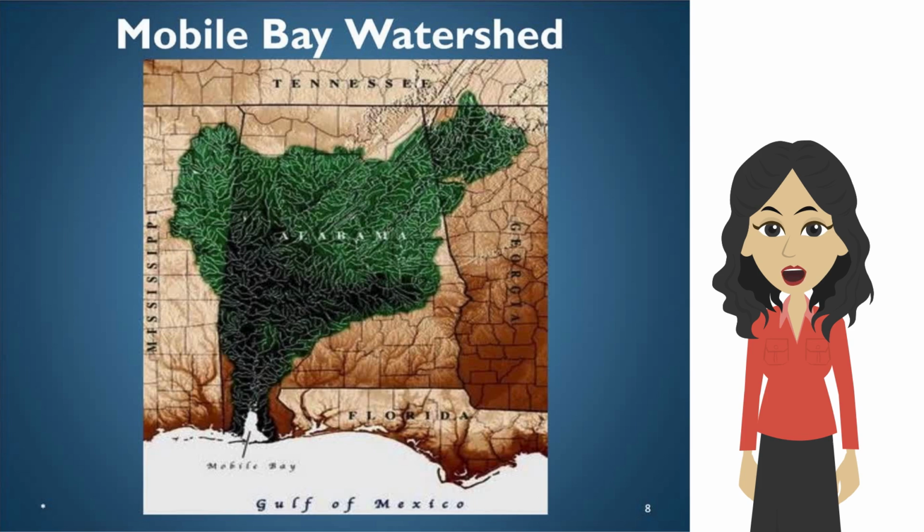Here's a picture of how water drains in our state. Rain that falls all over the state and parts of Mississippi and Georgia flows into creeks and streams or into storm drains. It eventually drains into Mobile Bay and the Gulf of Mexico. The water can carry with it trash and other types of pollution.